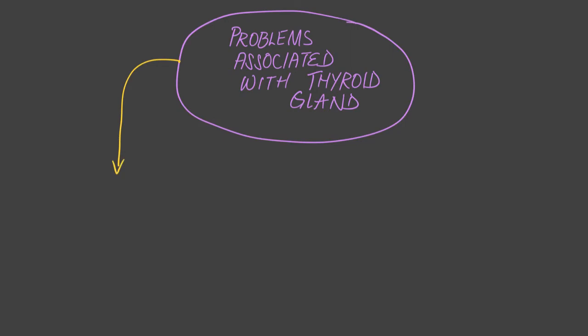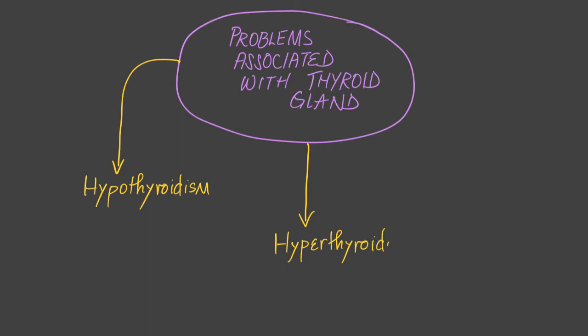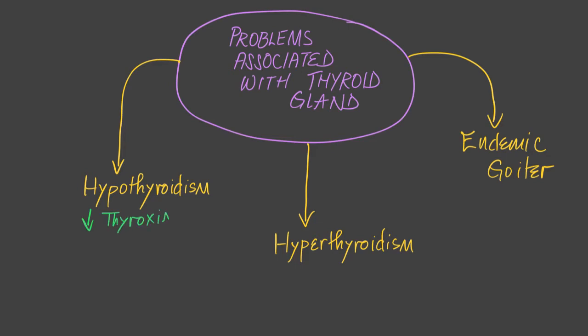Problems associated with the thyroid gland have to do with the levels of thyroxine. If the thyroid gland is underactive, then the level of thyroxine is low. We call this condition hypothyroidism. When the thyroid gland is overactive, the condition that results is called hyperthyroidism, with the levels of thyroxine being too high. There is a third condition that has to do with the levels of iodine in the diet. Iodine is important to make thyroxine, so when there is no iodine in the diet, it results in a condition called endemic goiter.